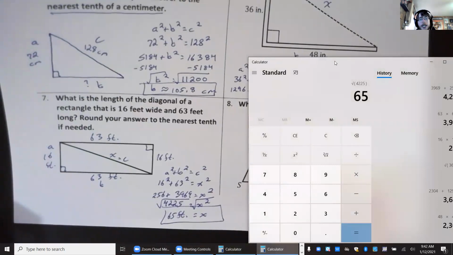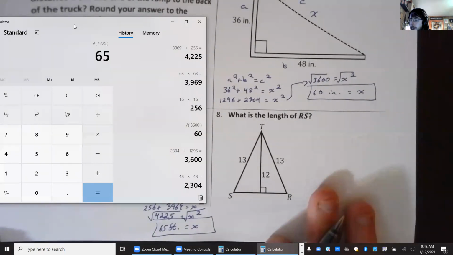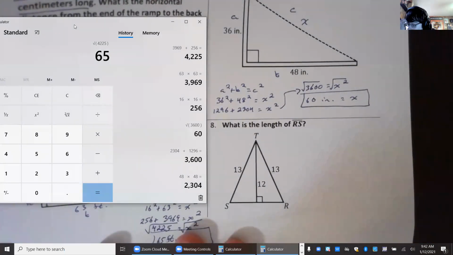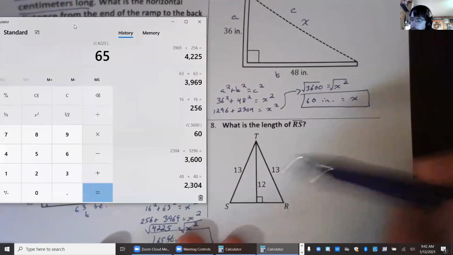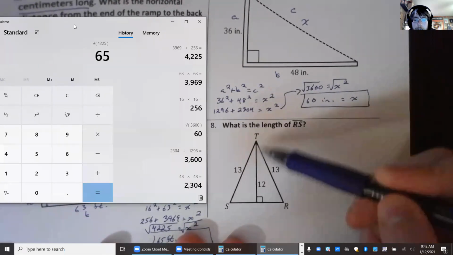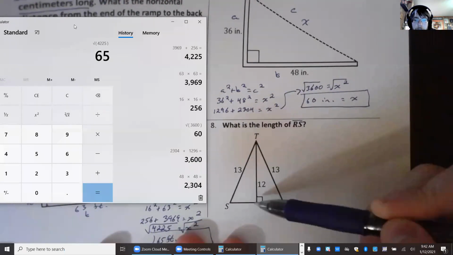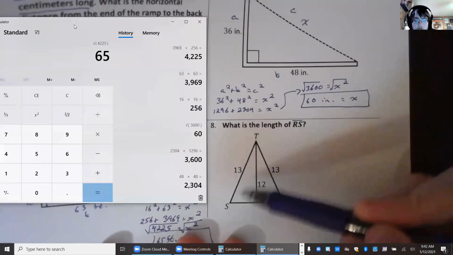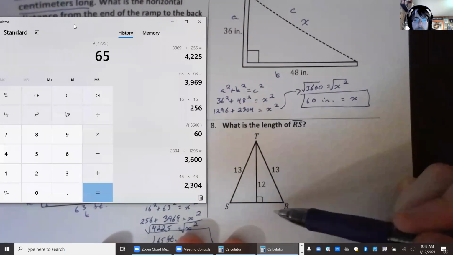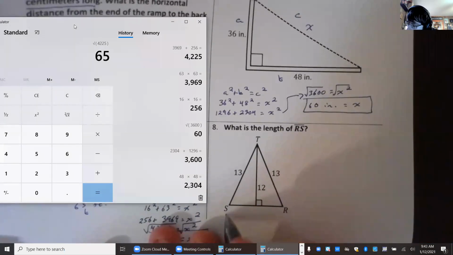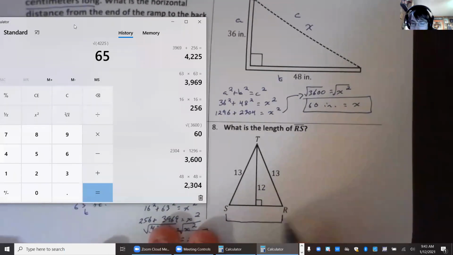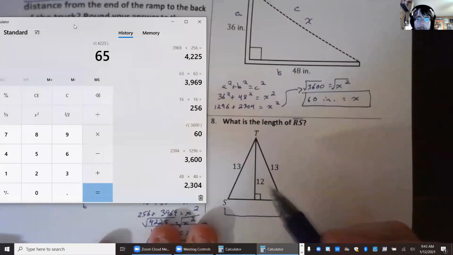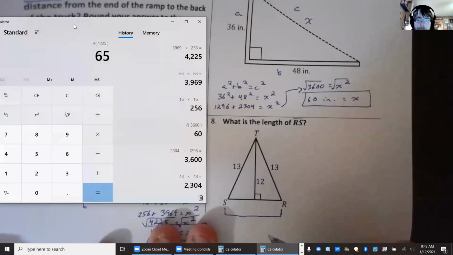And then our last one, number 8. What is the length of RS? Now, if you look here, we have a triangle here that has been split down the middle by this line here, okay? And this is important. We know that this line here is 12, this line and these two lines are 13, okay? So we want to figure out what RS is, and RS is this whole thing, right? But with the information we have, can we figure out what the length of that whole thing is?